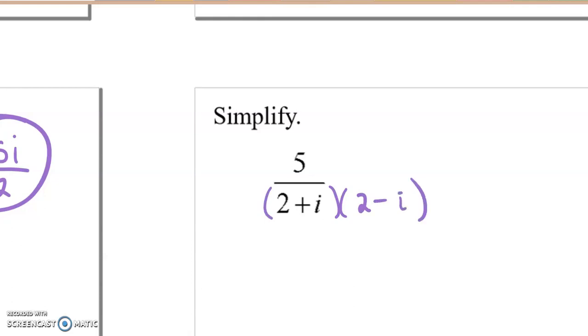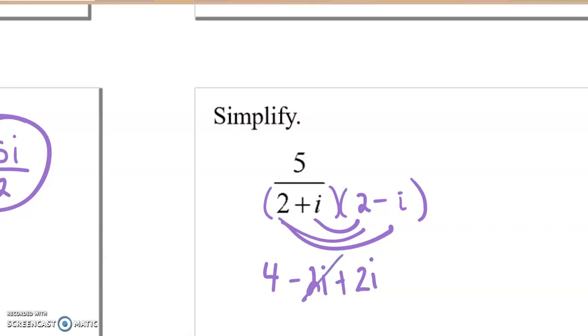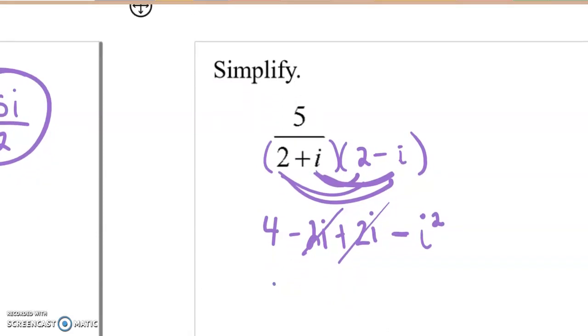A conjugate always mirrors it, except the middle value changes because if I FOIL, I get -2i, but in the middle I get positive 2i. And I want that because I want them to go away, but don't forget the last term, which is positive times negative, so it's negative. And then I times I is I squared. You can't forget. Now, just be careful.